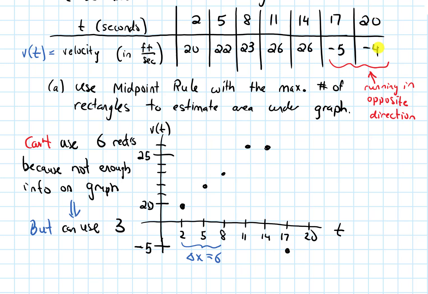-5, and then at 20, it's at -4. Okay, so a little bit higher than -5, but still a negative value. Okay, so we have these points. Now we've decided, okay, we're going to use 3 of these midpoint rectangles.